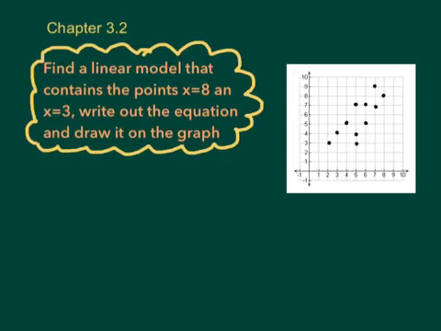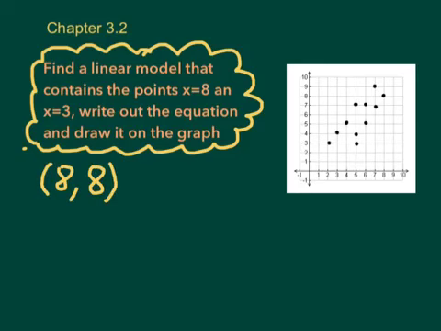And here's my question. It's asking me to find a linear model that contains the points x equals 8 and x equals 3. Write out the equation and draw it on the graph. So the first thing we need to do is actually find a point, because they've just told us that they want x equals 8 and x equals 3. But we can see that the point that corresponds to 8 is 8, so our first point will be (8, 8).